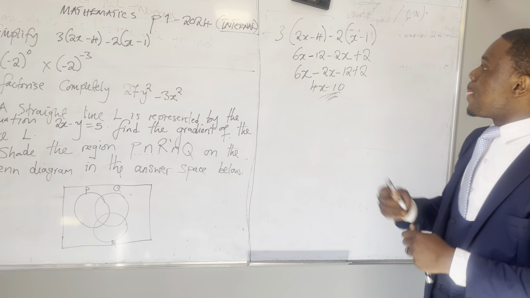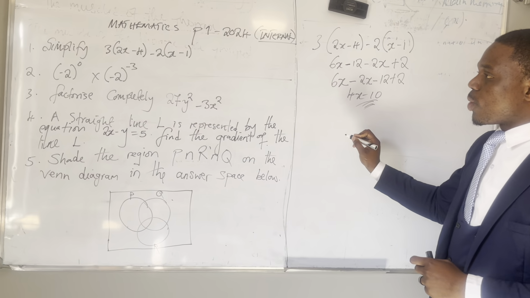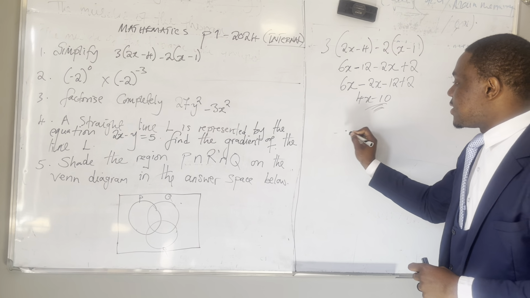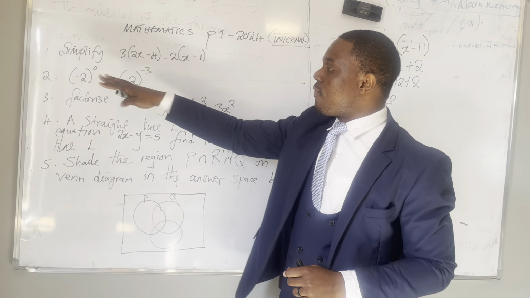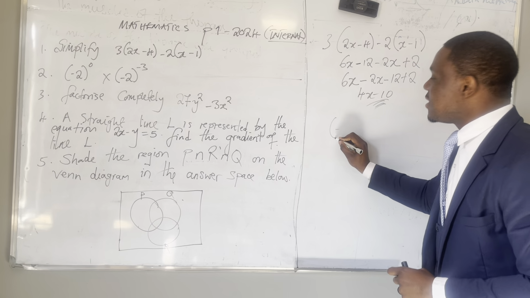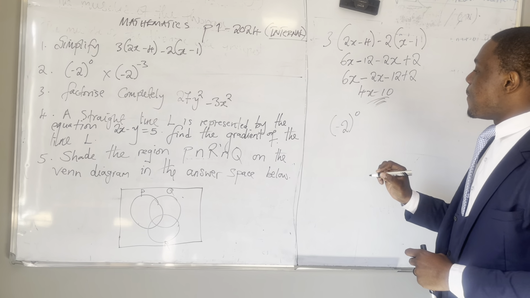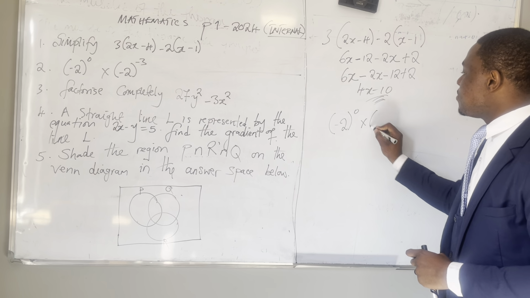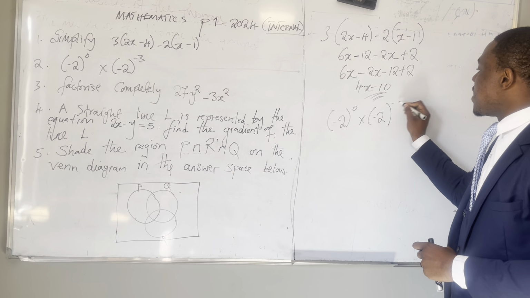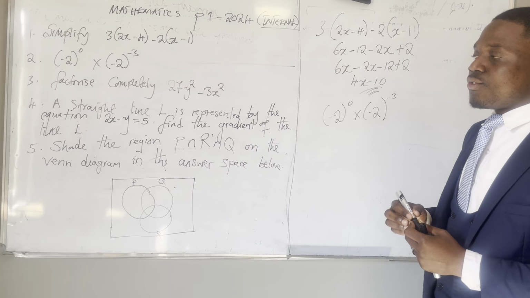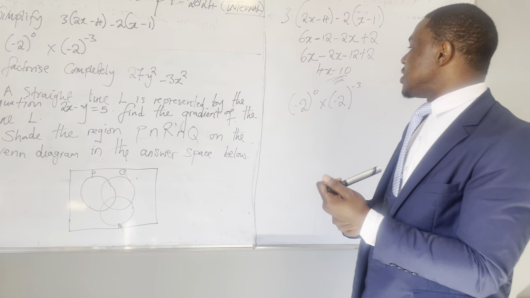Then quickly I'll look at question 2. It should be evaluate. What is it that we are evaluating? We are evaluating negative 2 to the power 0, times negative 2 to the power negative 3. So how do we evaluate this question?